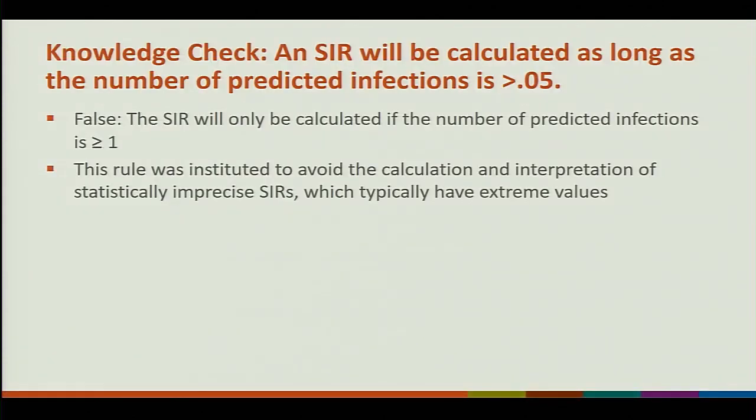False. The SIR will only be calculated if the number of predicted infections is greater than 1. So this rule was instituted to avoid the calculation and interpretation of statistically imprecise SIRs, which typically have extreme values.